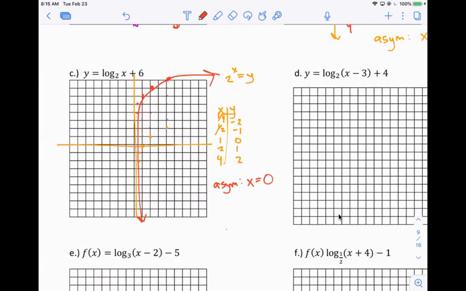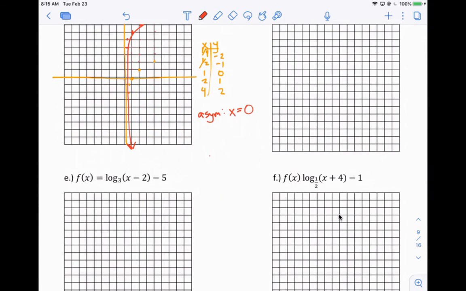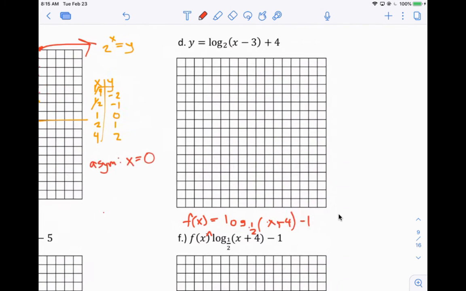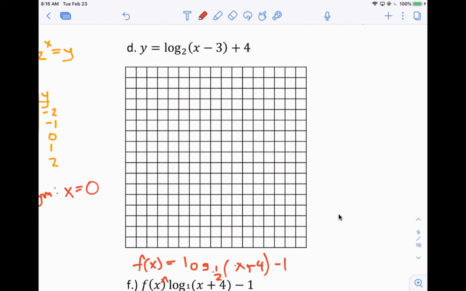Sweet. All right, these last three, we're going to look at a combination of functions. Pardon this typo here. This should be f of x equals log 1/2 of all that other stuff. I highly recommend you try these out on your own. They're just combinations, but they just happen at the same time. So looking at D here, this would be a right 3 and up 4.